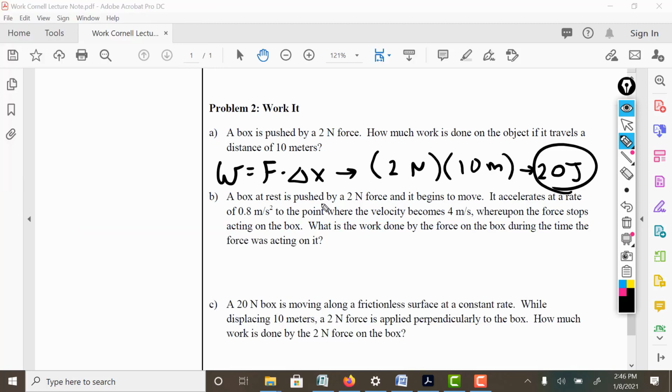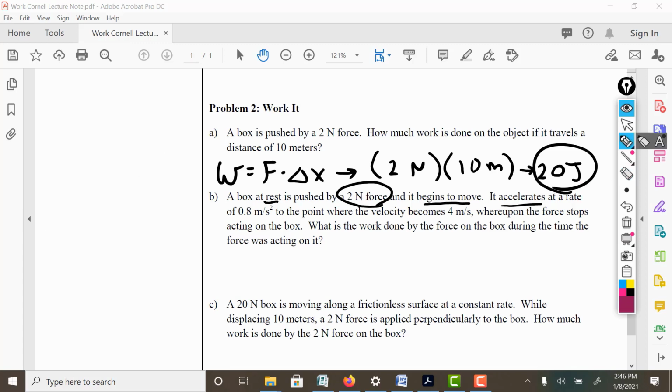A box at rest is pushed by a 2 Newton force. Here we go again. It begins to move. So it starts from rest. It sounds like a kinematic. It accelerates at a rate of 0.8 meters per second squared to the point where the velocity becomes 4 meters per second. Now, you know, the only thing we've looked at today so far is work, is force times displacement. There's no room for a's or v's or anything like that. So we're going to have to go ahead and find displacement.